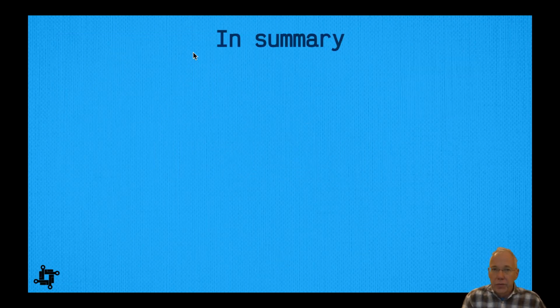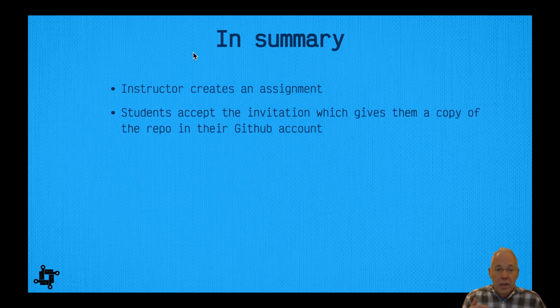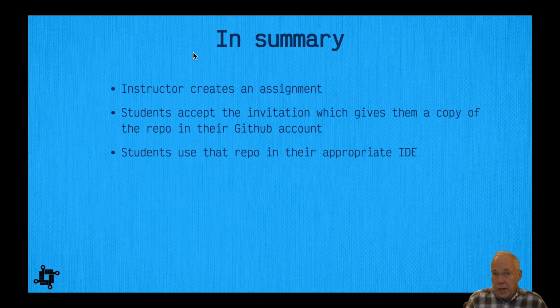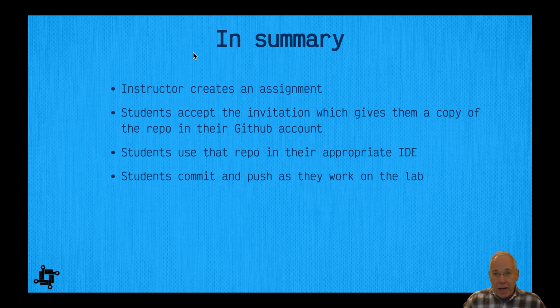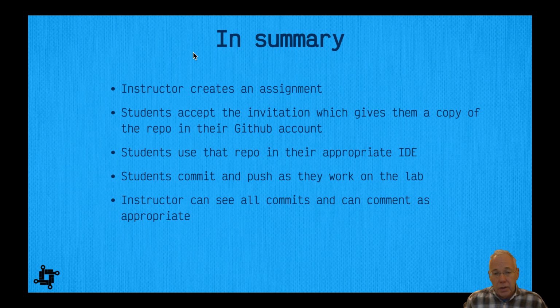So in summary, let's just briefly look through the steps again. First, you as the instructor will create an assignment. Secondly, students will accept the invitation that you sent out to them, and that will give them a copy of the repo or the assignment in their GitHub account. Third, students use that repo in their appropriate IDE. Students will commit and push their work on their lab back to their repos, and that's how you'll see a copy of it. And instructors can see all the commits and can comment as they see fit on the code, and instructors can grade as appropriate when the labs are finished.